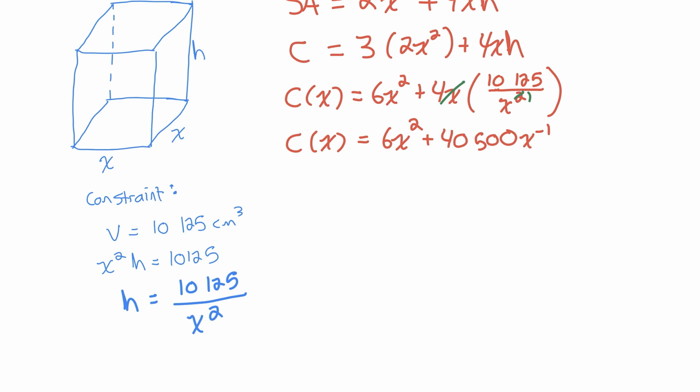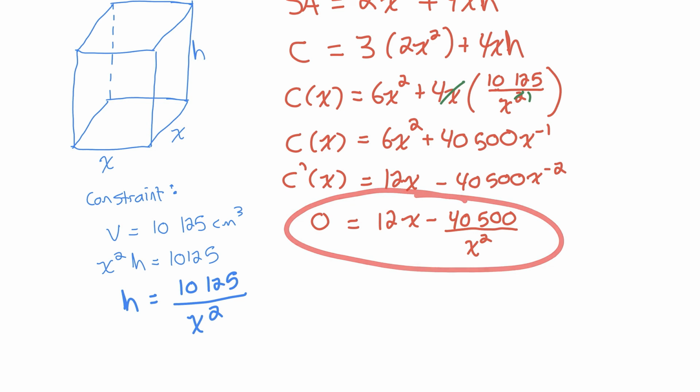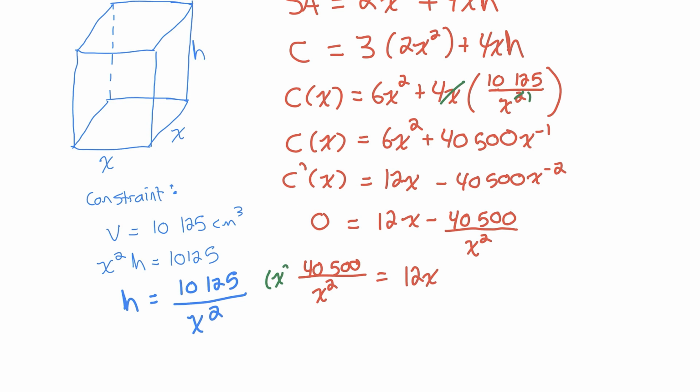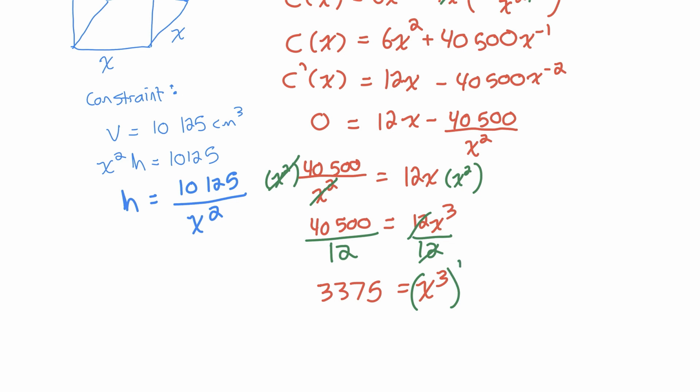I'm interested in the minimum value of this function. I know at a minimum value, the derivative is going to be 0. So let's find the derivative, which is 12x minus 40,500 times x to the -2. I'll set this to 0 and solve this equation. I'll move this term to the other side, multiply both sides by x squared, divide both sides by 12, raise both sides to the power of a third, and I get x equals 15.